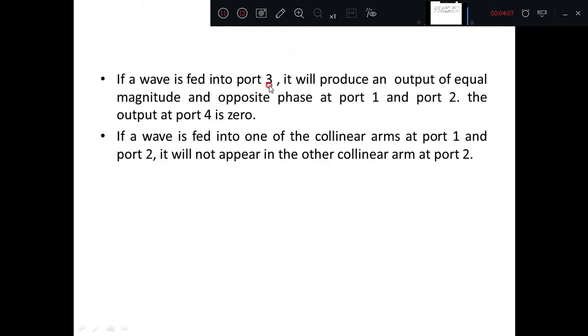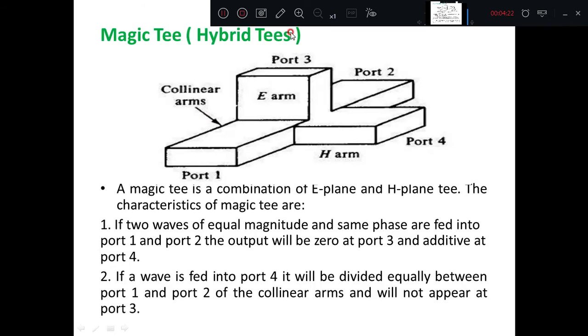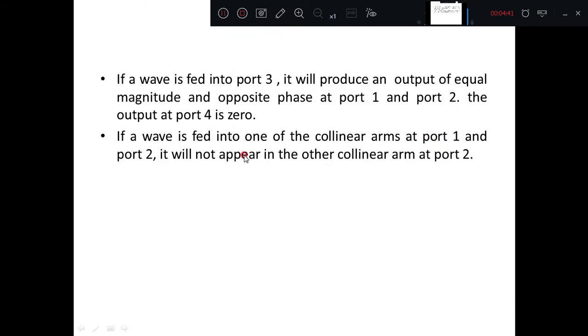And if the wave is fed into port 3, it will produce an output of equal magnitude and opposite phase at port 1 and port 2. The output at port 4 is 0. So when the input wave is fed at port 3, from port 1 and port 2 you will get two waves having equal magnitude but in opposite phase, but the output at port 4 will be 0. So that is the third characteristic.